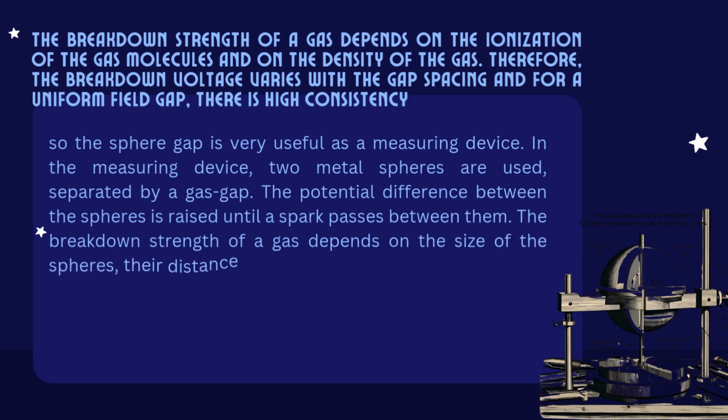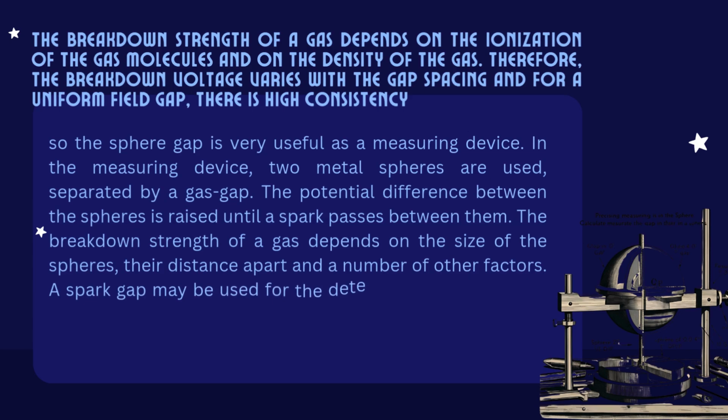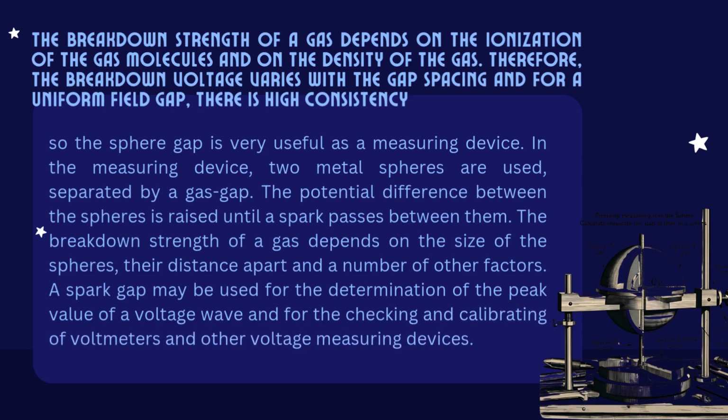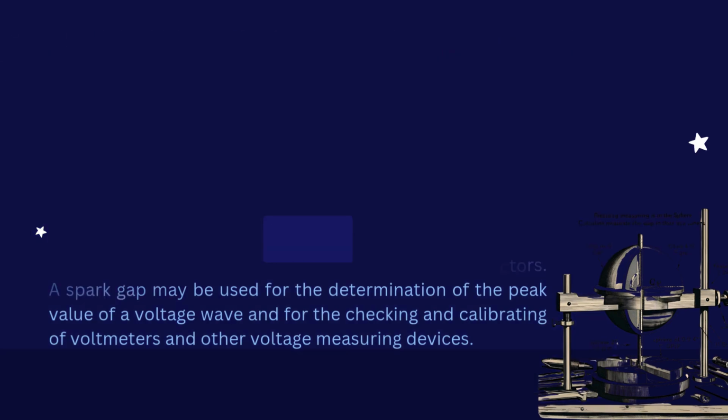In the measuring device, two metal spheres are used, separated by a gas gap. The potential difference between the spheres is raised until a spark passes between them. The breakdown strength of a gas depends on the size of the spheres, their distance apart, and a number of other factors. A spark gap may be used for the determination of the peak value of a voltage wave and for the checking and calibrating of voltmeters and other voltage measuring devices.